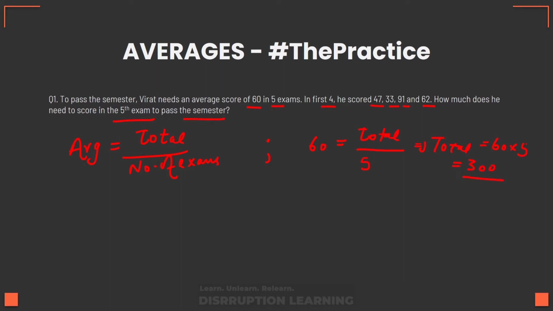Now, very simple. So we know what he did in the first 4 exams, right? So in the first 4, his total is 47 plus 33 plus 91 plus 62, right? Now this turns out to be 47 plus 33 is 80, and 91 is 171, and 62 makes 233. So in the first 4, he has scored 233. He needs 300. So the difference that is required is 67. That's it, right?